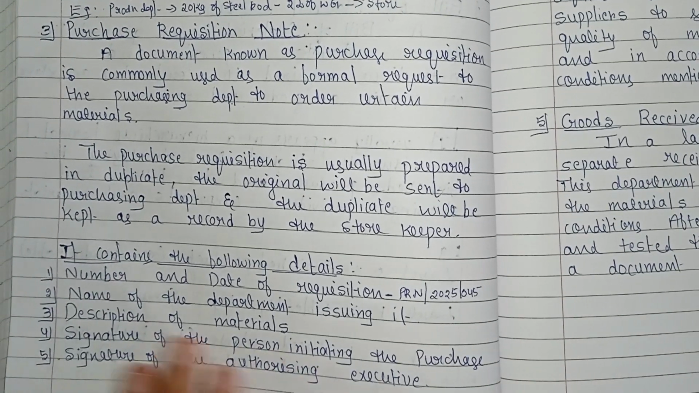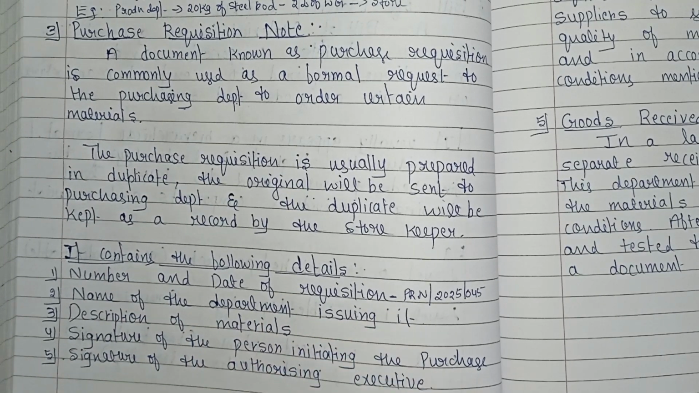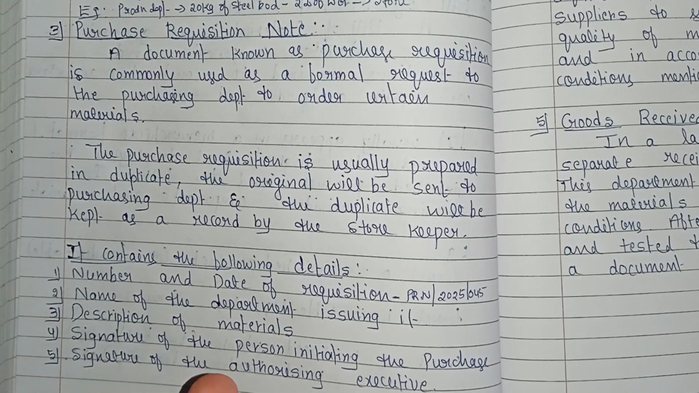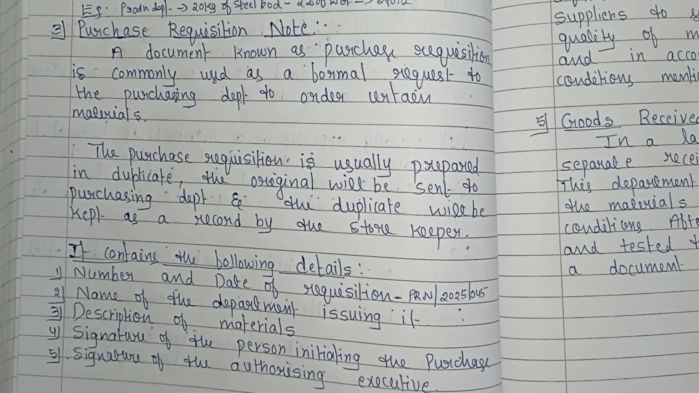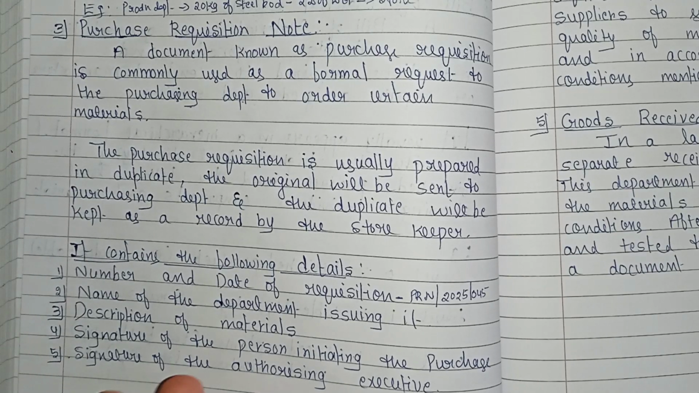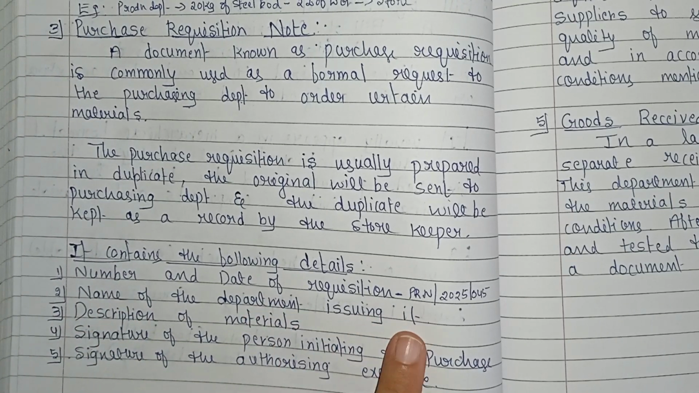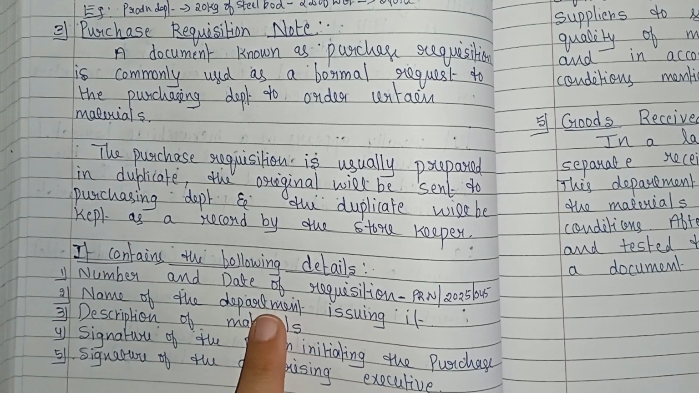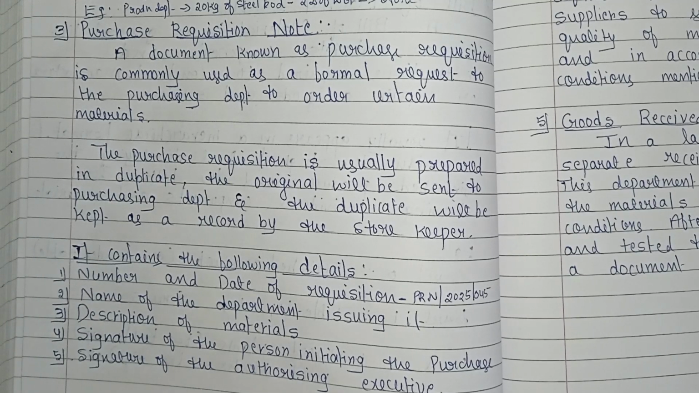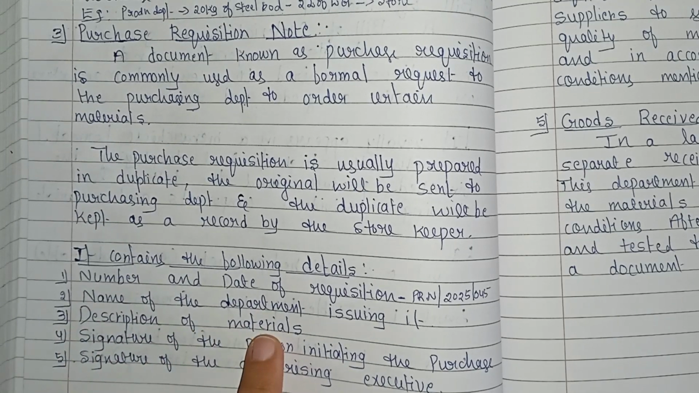And second one is name of the department issuing it. It identifies which department is requesting the materials or service, like production department or maintenance department. We have to write down the name of the department, whether production department or maintenance department. Clear? Next, third one is description of materials.